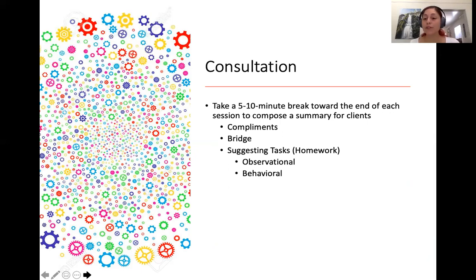Okay? And the homework or the suggesting tasks can be observational or behavioral. Observational would involve paying attention to some particular part of their lives. Like, I want you to track how many times this week you feel confident. And behavioral would be the client actually doing something that you think would be beneficial, like calling the friends, for example, or walking with their head held high, something like that.